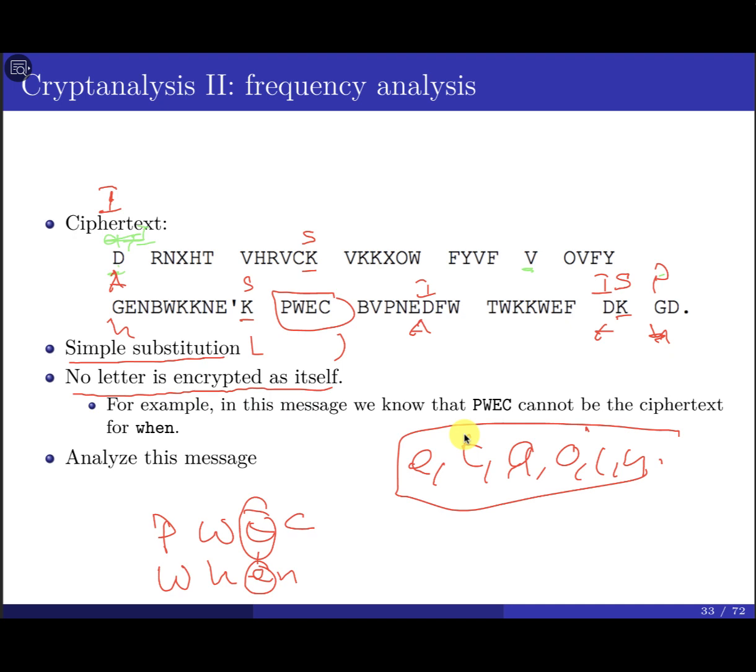So eliminate. If we found V here, this one can never be V. This can never be O. So that's another piece of information. Okay? Then I ask you to analyze this message. So again, you have to use the same thing we talked about.